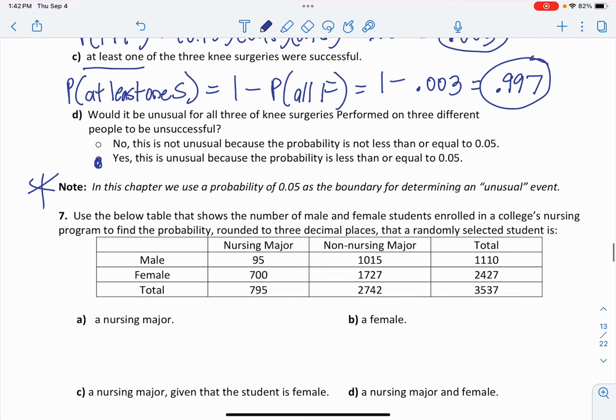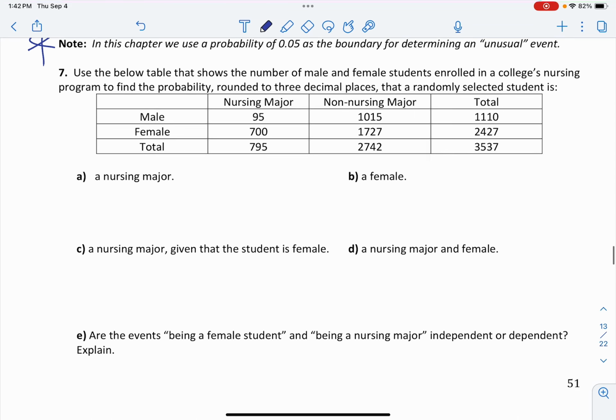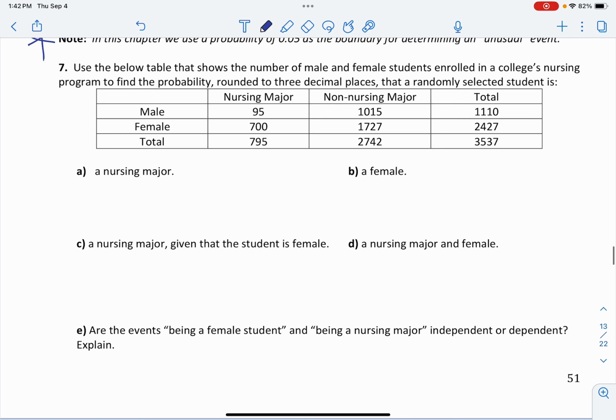Okay, moving along, we have these problems with these tables again. So two-way table, and there's all sorts of questions that can be asked with these two-way tables. So let's start with what's the probability of a nursing major? So how many nursing majors do we have? Looks like right there, there's the total number of nursing majors, and there's the grand total. So I'm going to use those numbers and divide them. 795 nursing majors out of 3,537 total. If I calculate that out as a decimal, we get 0.225.